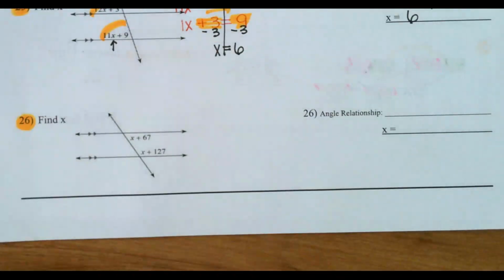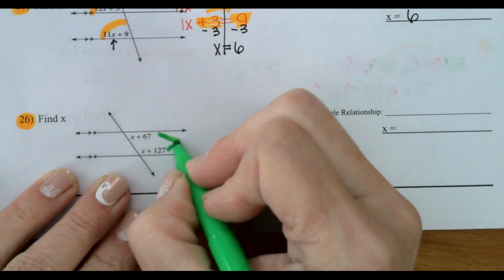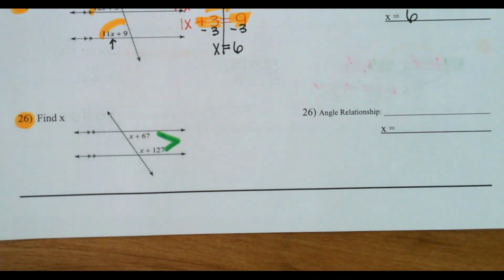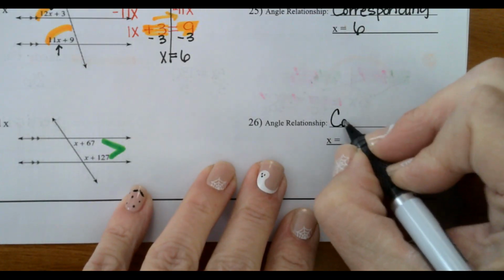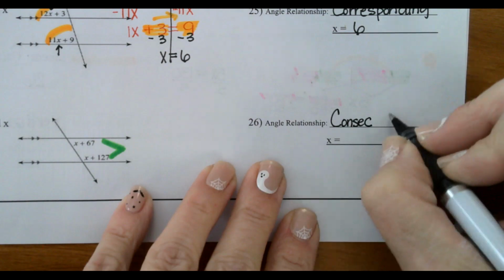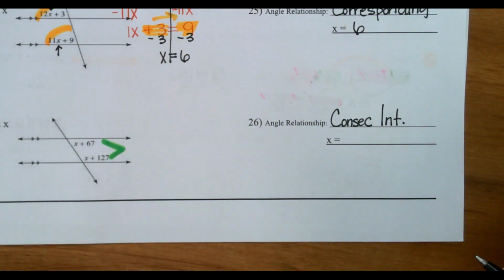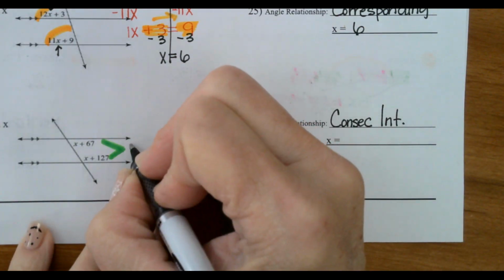All right, take a look at these. What kind? All right. If you're going to say consecutive and alternate, you have to pair it with the word interior or exterior. But they are consecutive, and they are consecutive interior. You cannot leave interior off. What do we know about those? They're going to add to 180.